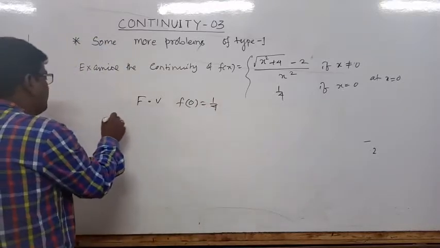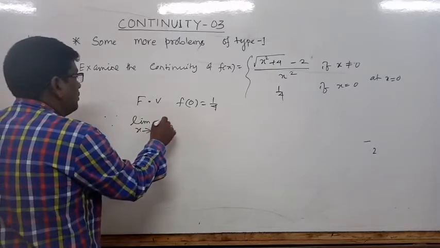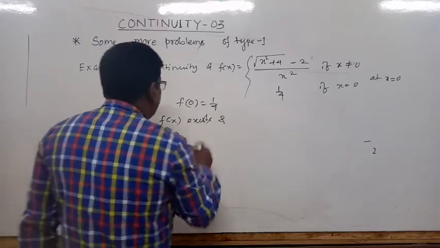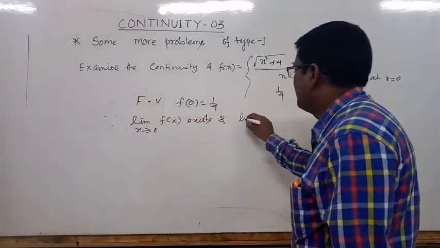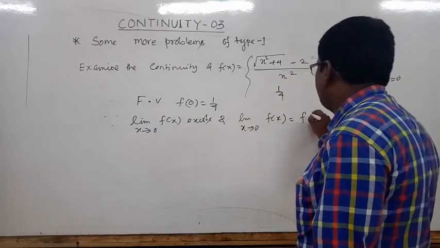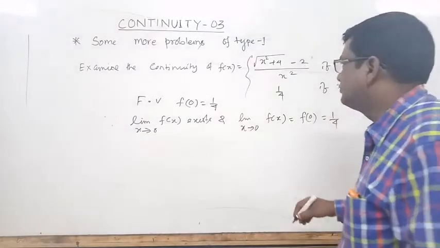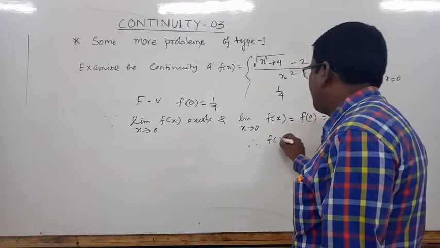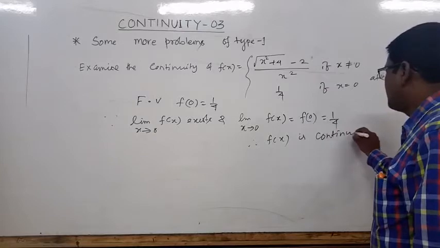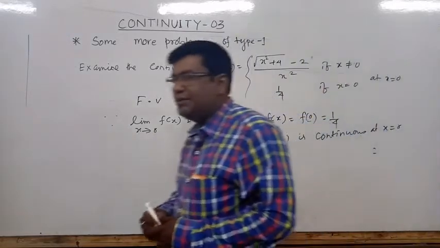Since limit x tends to 0 of f of x exists and limit x tends to 0 of f of x is equal to f of 0, and both answers are equal to 1 by 4, therefore f of x is continuous at x is equal to 0. Now one more example.